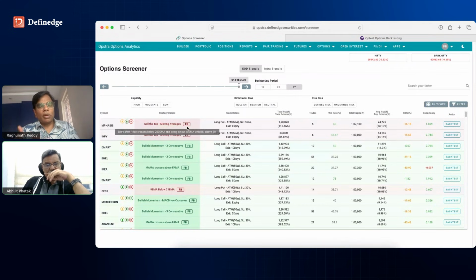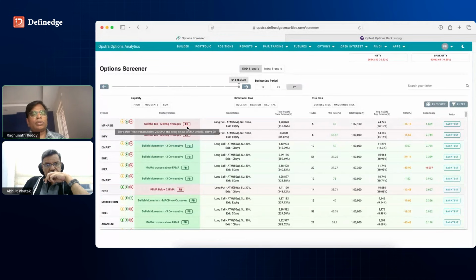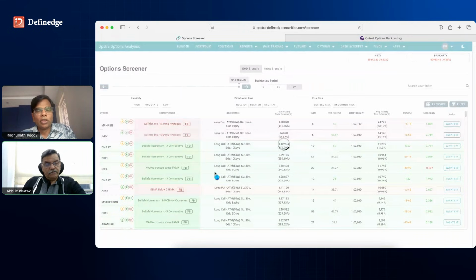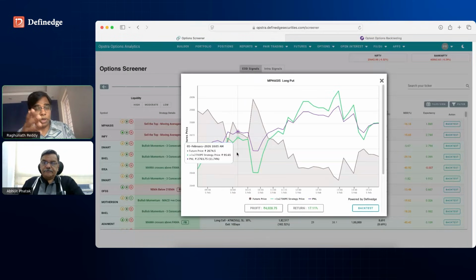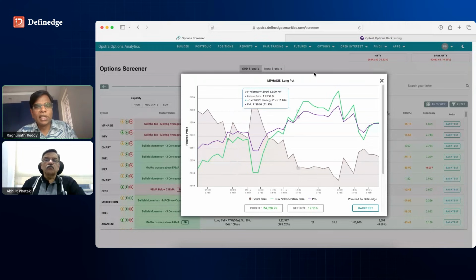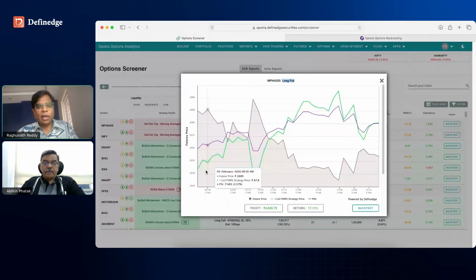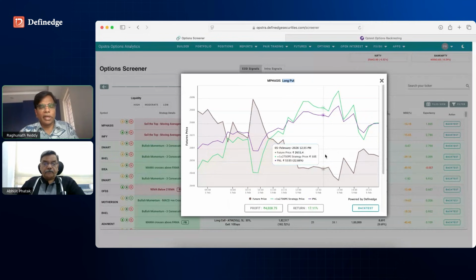So for example, when you come in the morning, if somebody wants to see how the strategy is performing, you simply click on this forward backtesting. What it does is it enters at 9:20 that particular strategy, which in this case is long put. And then it will tell you what has happened so far for that particular day.